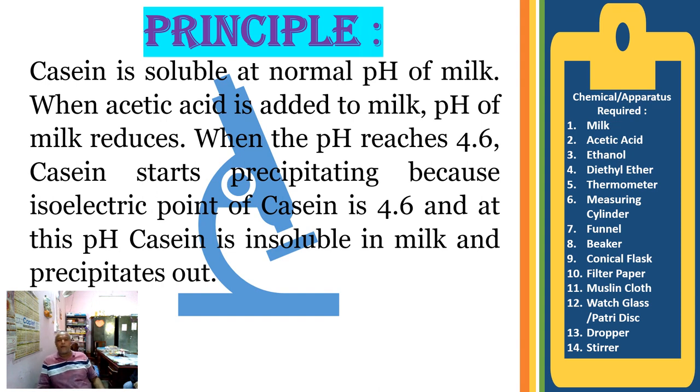Besides this, what are the chemicals or apparatus required in the isolation of casein from milk? Number one is milk, number two is acetic acid, number three is ethanol, number four is diethyl ether, number five is thermometer, number six is measuring cylinder, number seven is funnel, number eight is beaker, number nine is conical flask, number 10 is filter paper, 11 is muslin cloth, and 12 is pH meter to measure the exact value of pH, that is 4.6.